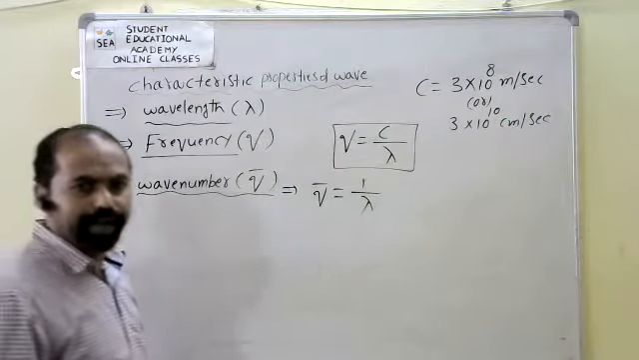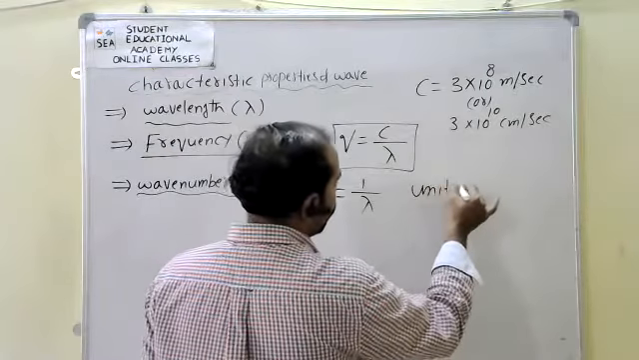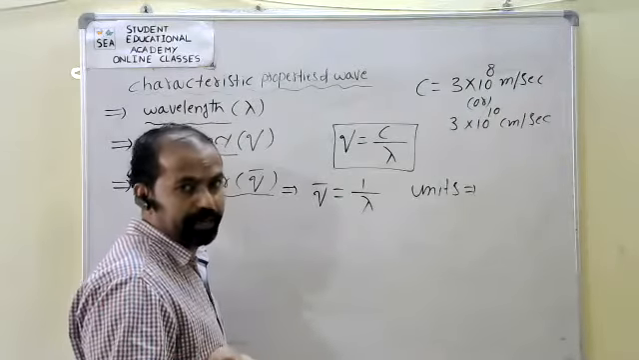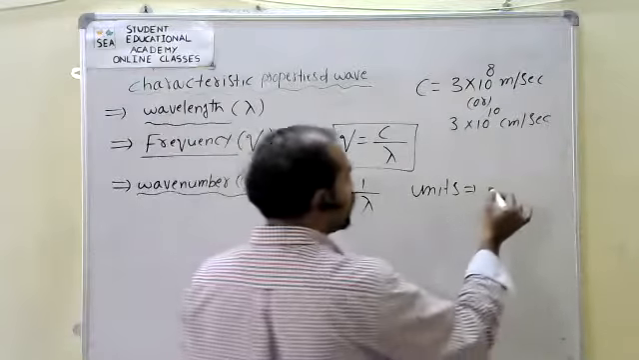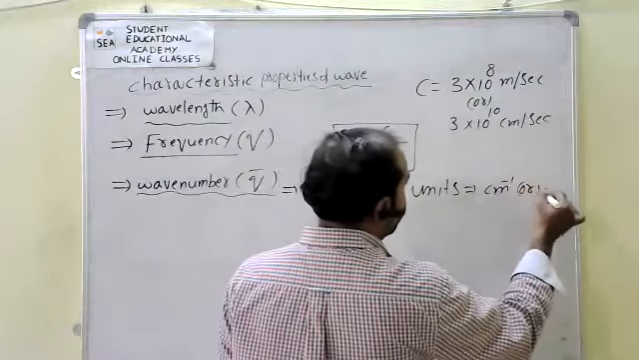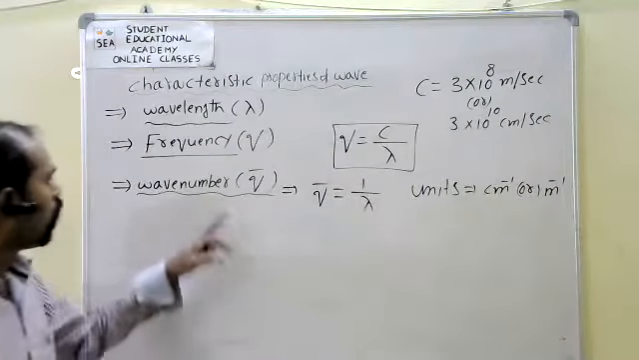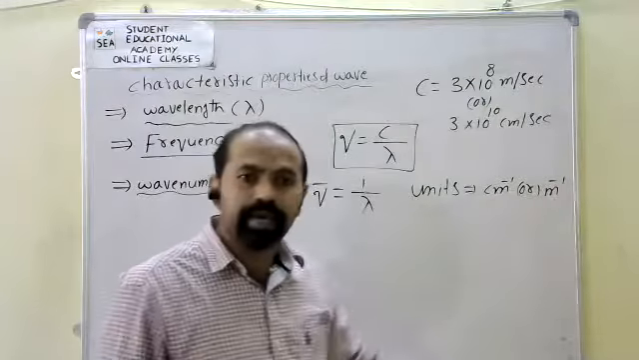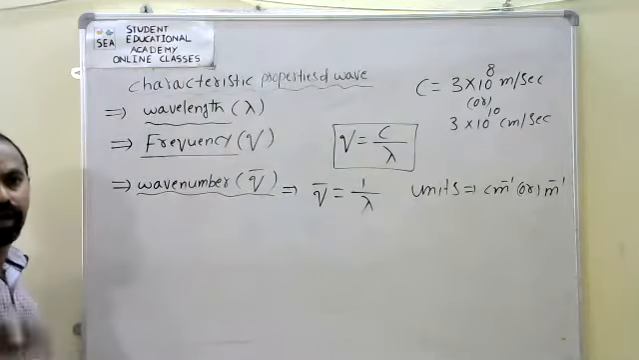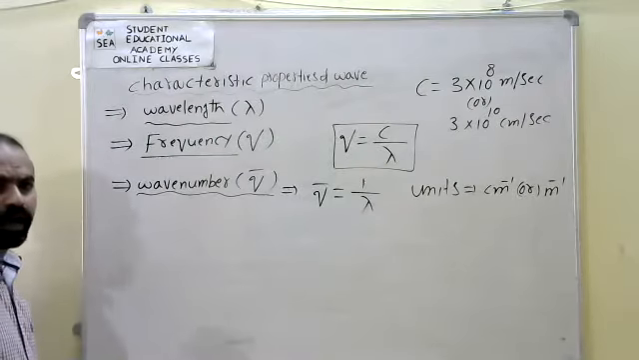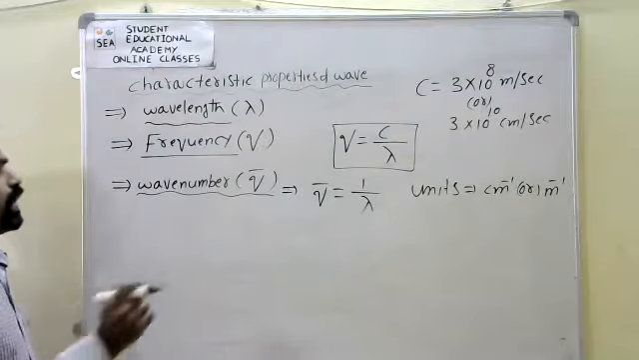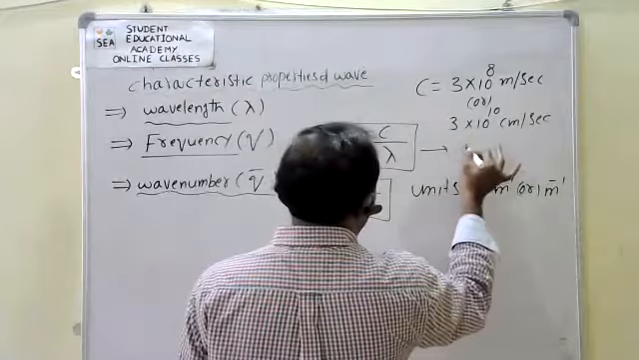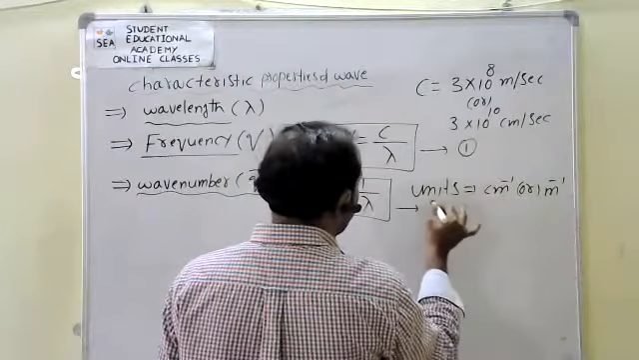If we take the units, earlier I have given wavelength units are mainly meter or centimeter. So based on that, centimeter inverse or meter inverse are the units of wave number. Now, the relation between frequency and wave number: say I have treated nu equals C by lambda as equation 1, and nu bar equals 1 by lambda as equation 2.